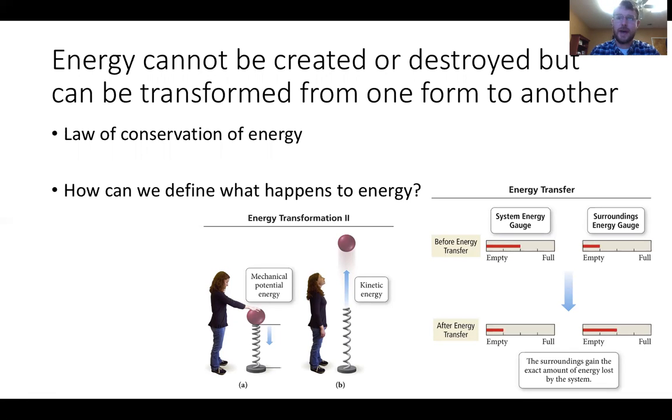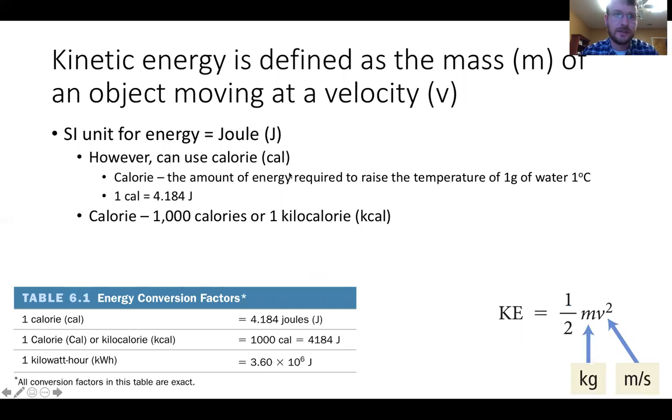So let's talk about kinetic energy for a little bit. Kinetic energy is defined by the mass of an object moving at some velocity, right? So kinetic energy, KE, is equal to 1/2 m, the mass in kilograms, times the velocity squared, in meters per second. The unit of that kinetic energy, usually for the SI, is the joule. Now, this will come back.